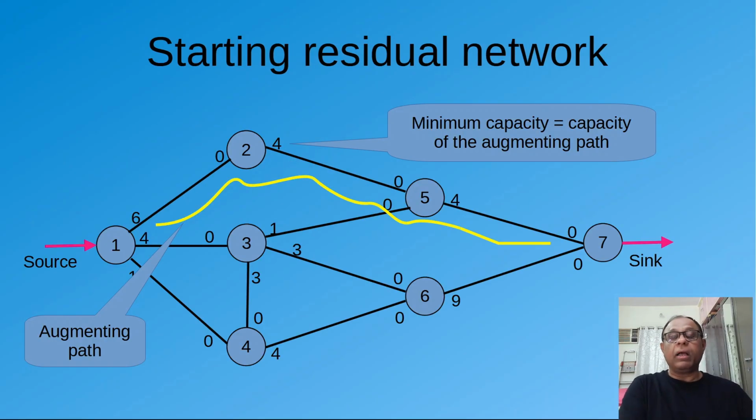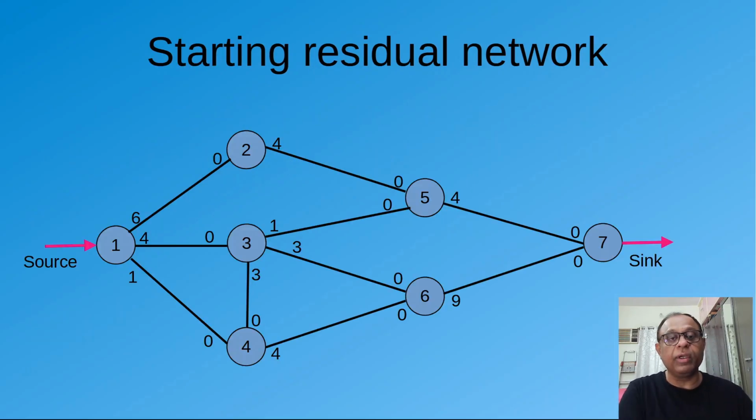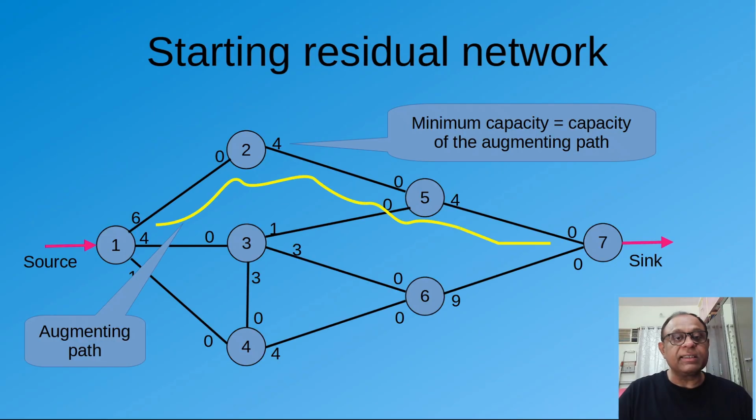Okay. Now we take our residual network and we start off with it. Our starting residual network was already shown to you here. So we take this up and we draw our first augmenting path. The first augmenting path that I draw is from 1 to 2, 2 to 5 and 5 to 7. It is shown as a yellow line here. So this is my augmenting path.